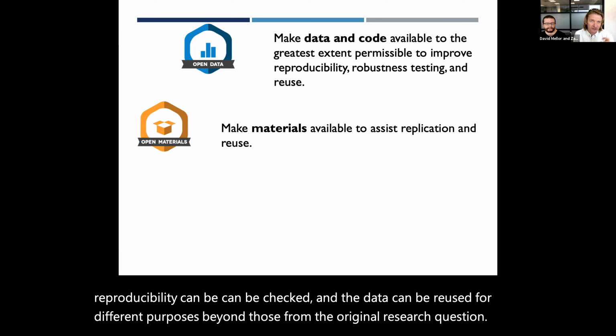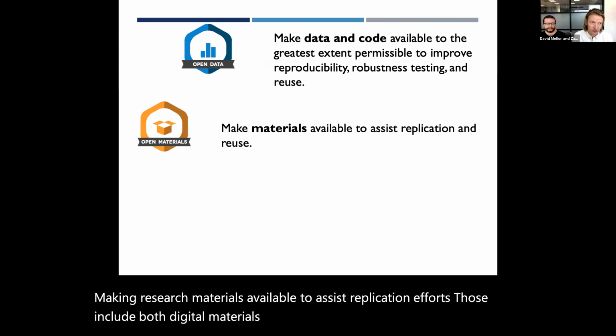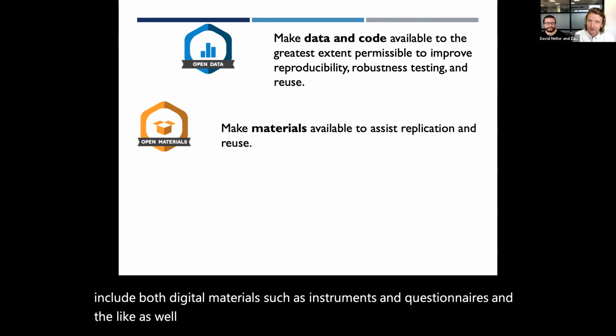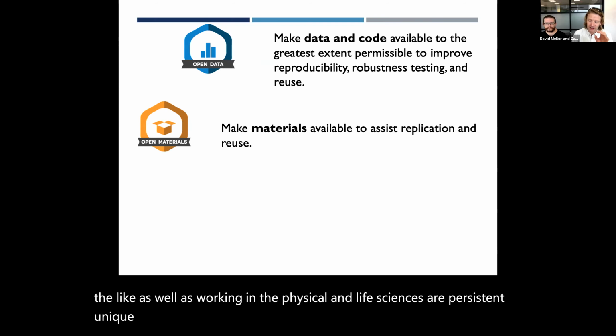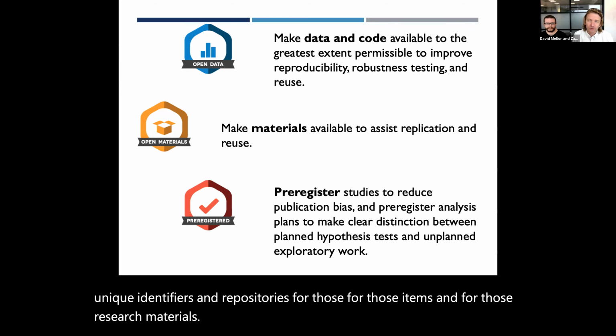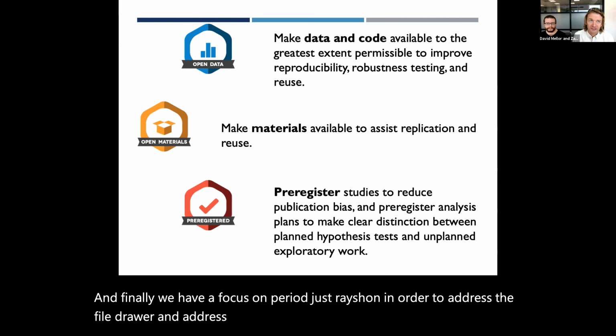Making research materials available to assist replication efforts. Those include both digital materials such as instruments and questionnaires and the like, as well as working in the physical and life sciences on persistent unique identifiers and repositories for those items and for those research materials. And finally, we have a focus on pre-registration in order to address the file drawer and address the known bias towards statistically significant or large effect sizes.